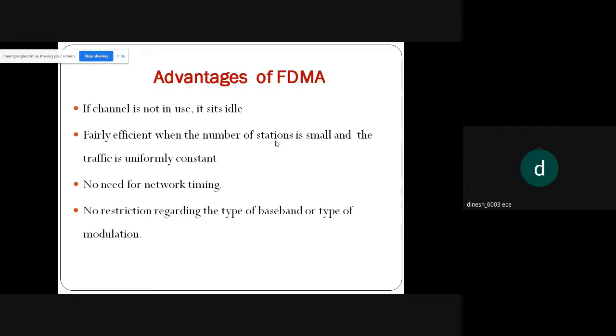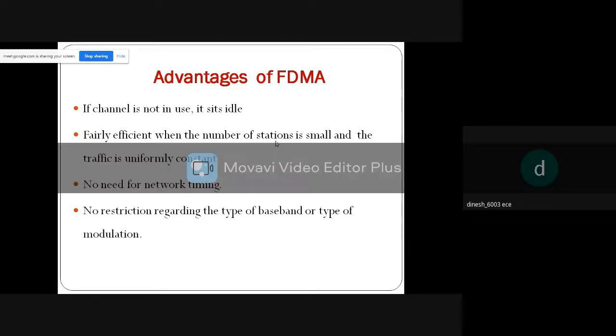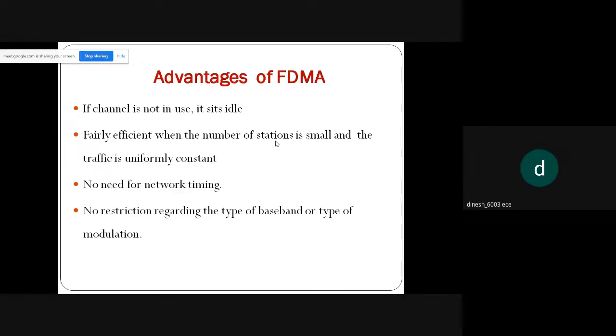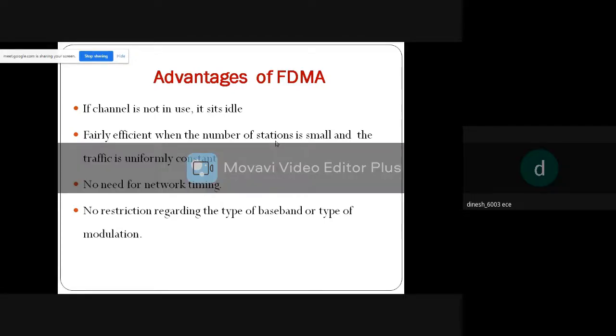So the advantages of FDMA are that if the channel is not in use, it will become idle. Efficiency is higher when the number of stations is small. There is uniformity in traffic. No need to go for network timing. No restriction regarding the type of baseband or type of modulation being used. Anything we can use.